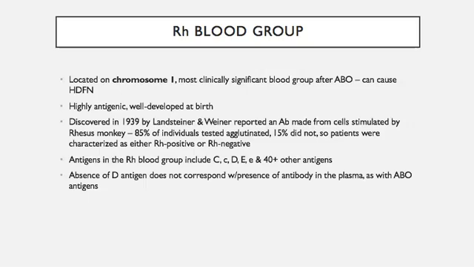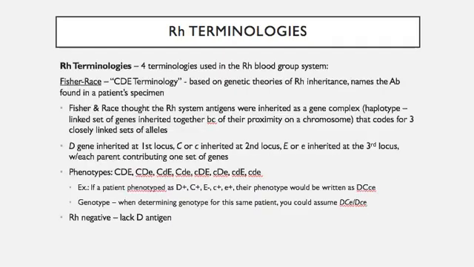So some different Rh terminologies. There are 4 terminologies used in the Rh blood group system. The first one is called Fisher-Race or CDE terminology. It's based on genetic theories of Rh inheritance. So it names the antibody found in the patient's specimen.